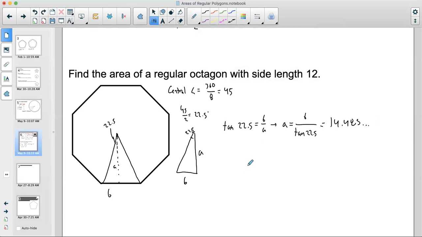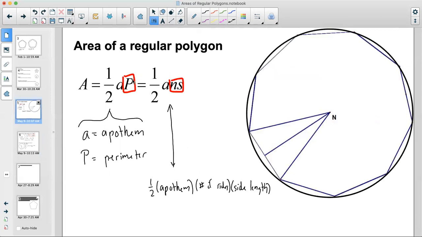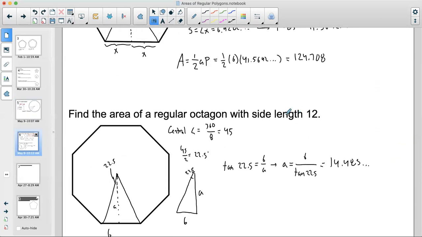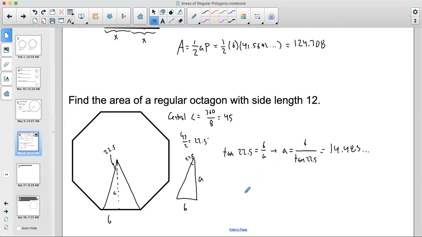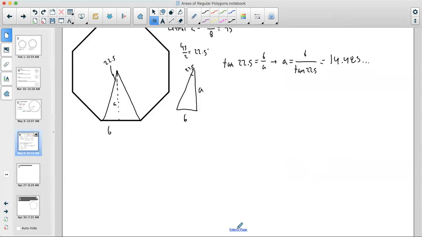Now, if I want, I can go straight to the formula. I don't actually remember, there were kind of 2 versions of this. There was the one with the perimeter, and the one with the number of sides times the length of a side. Now I have the side length, that's 12, and I have the apothem, A, which is 14.485. So instead of finding the perimeter, I'm just going to plug everything into that version of the formula. Area equals 1/2 times a times n times s. a is the apothem, n is the number of sides, s is the length of one of the sides.